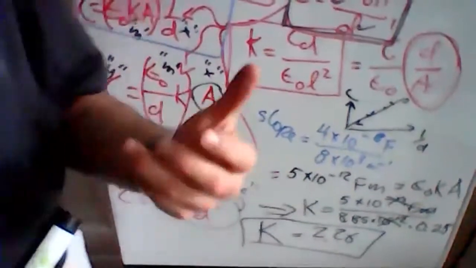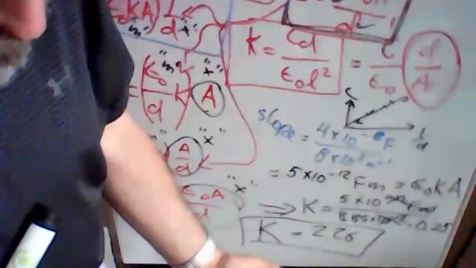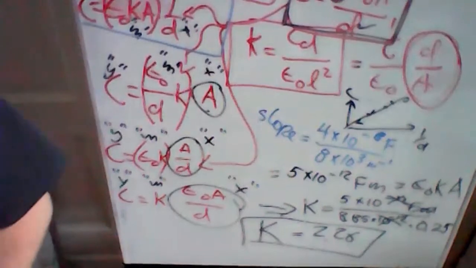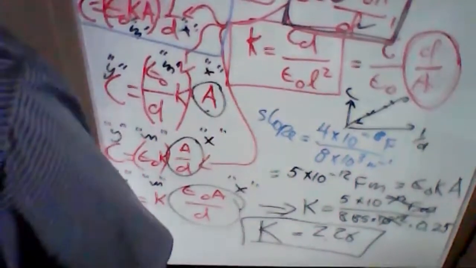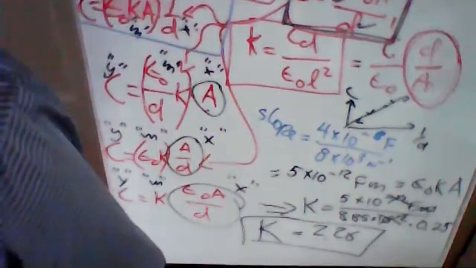So K is the dielectric constant that connects the permittivity of the dielectric to the permittivity of free space. So it's just a multiplier. And it's always bigger or equal to 1. So that's that. Plot the points, and so on.